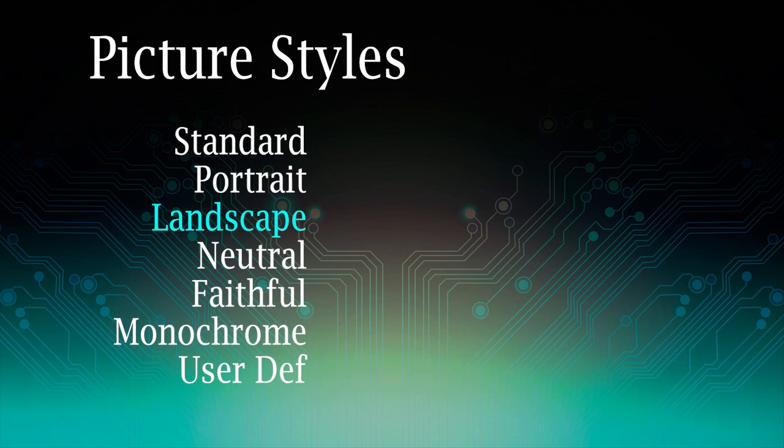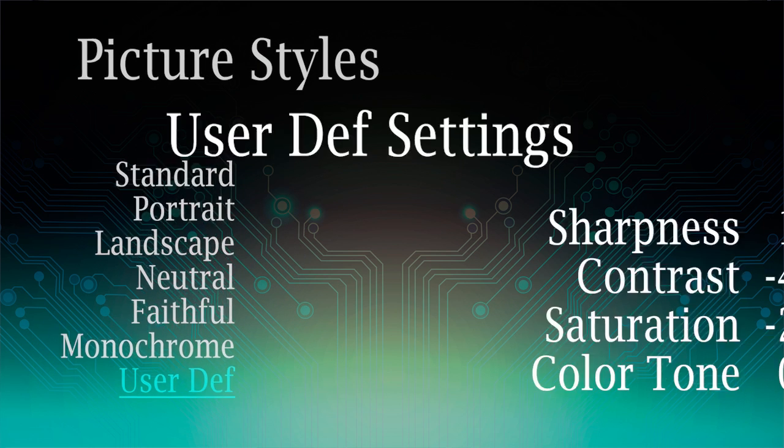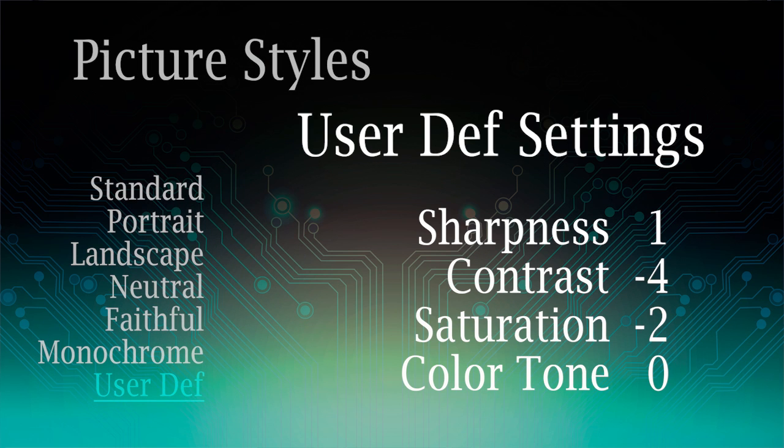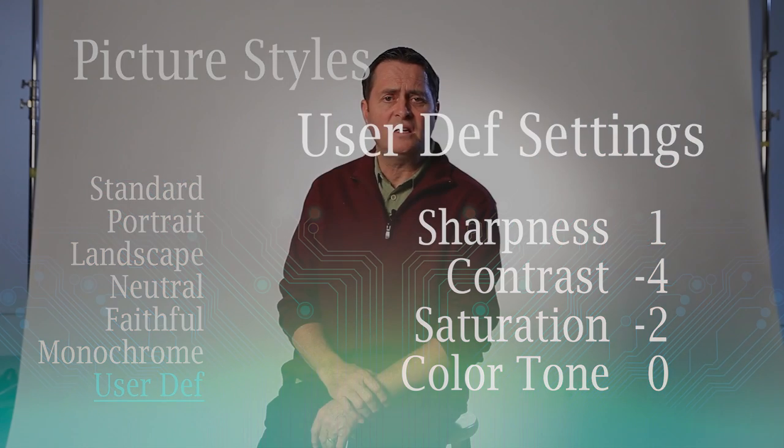Now if I know I'm going to color correct afterwards, then I use a user default that I've set up in the following manner. I've got my sharpness at 1, I've got my contrast at -4, I've got my saturation at -2, and then the color tone at 0. That gives you a very calm, bland look. It's not very contrasty, doesn't have really high-pitched color in it, but it just gives you good information that you can take in and color correct later. I think that's a great place to start.